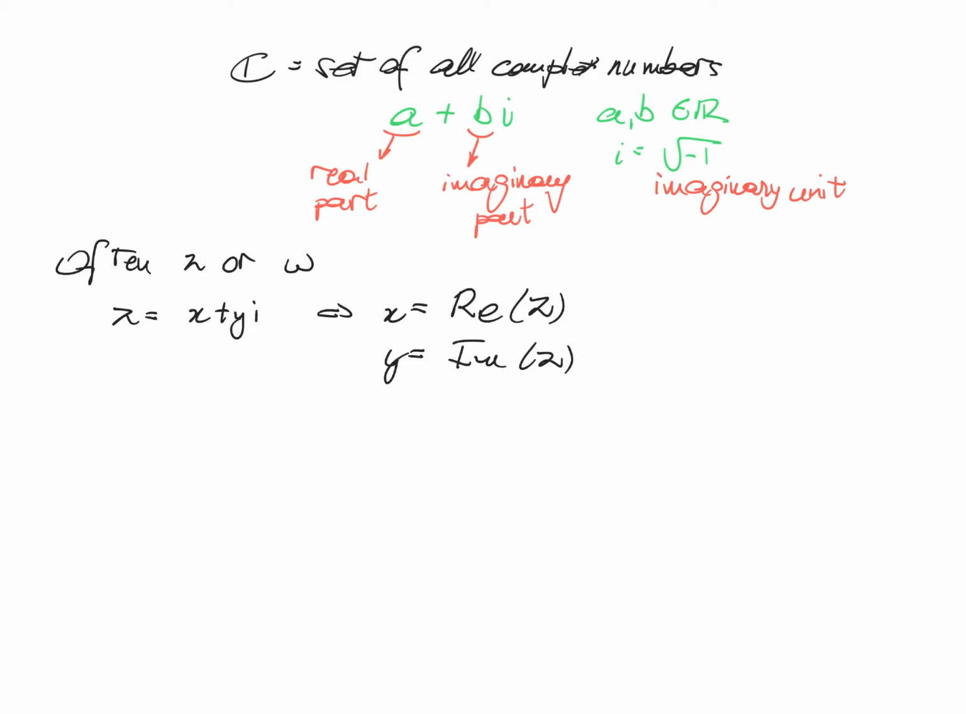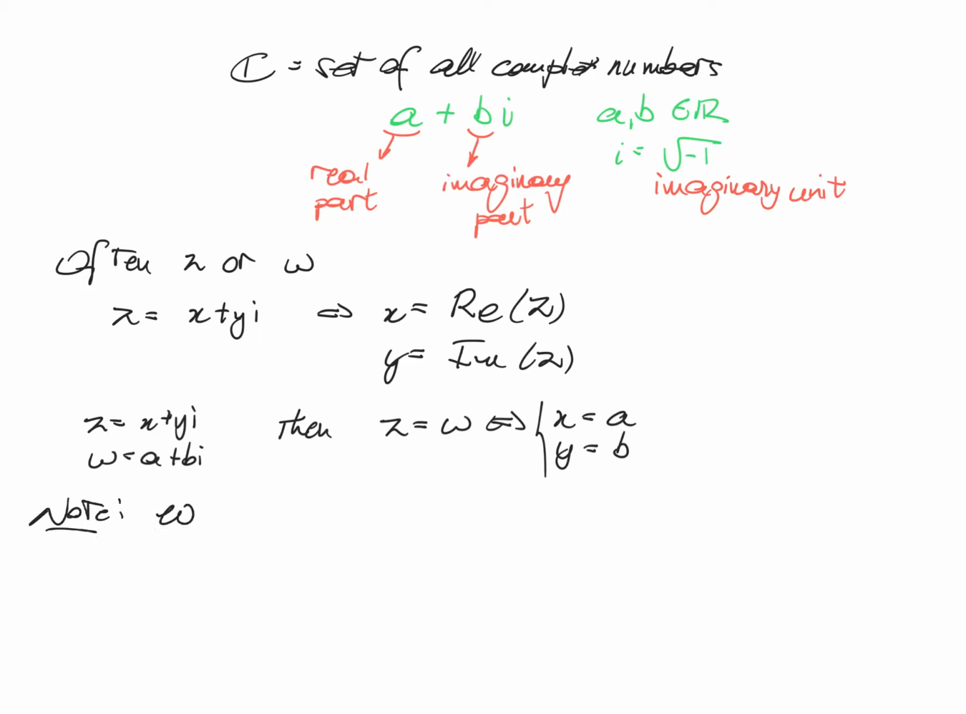If we have two complex numbers, so z is x plus yi, w is a plus bi, then they can only be the same, so z can only be equal to w if the real parts are the same and the imaginary parts are the same. So if x is equal to a and y is equal to b. Note now that every quadratic equation has a solution in C.